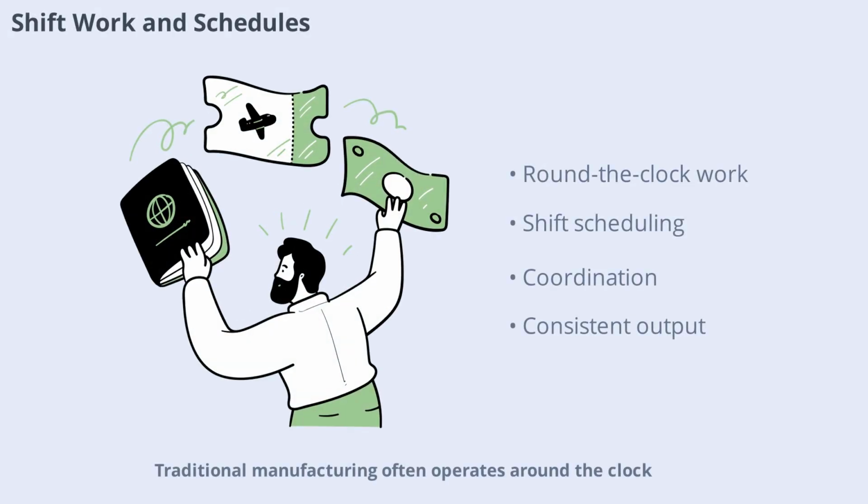Traditional manufacturing often operates around the clock with workers assigned to different shifts. This approach maximizes machine use and meets high demand. Shift work requires careful scheduling and coordination to ensure smooth handovers and consistent production.